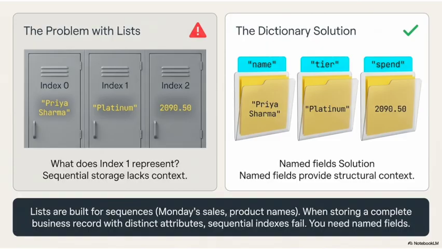The dictionary solution on the right replaces meaningless index numbers with meaningful field names. Name, tier, spend. Each value is labeled. The code is self-documenting. Lists are built for homogeneous collections. Monday sales, a list of product names. When storing a complete business record with distinct attributes, lists fail because sequential indices carry no semantic meaning. Named fields do.